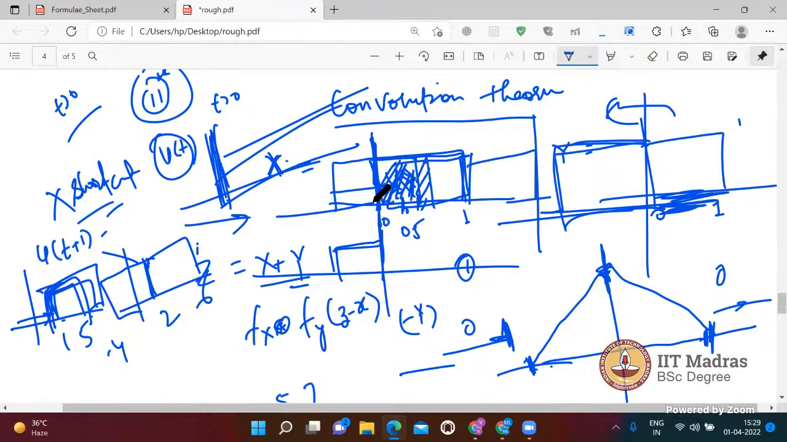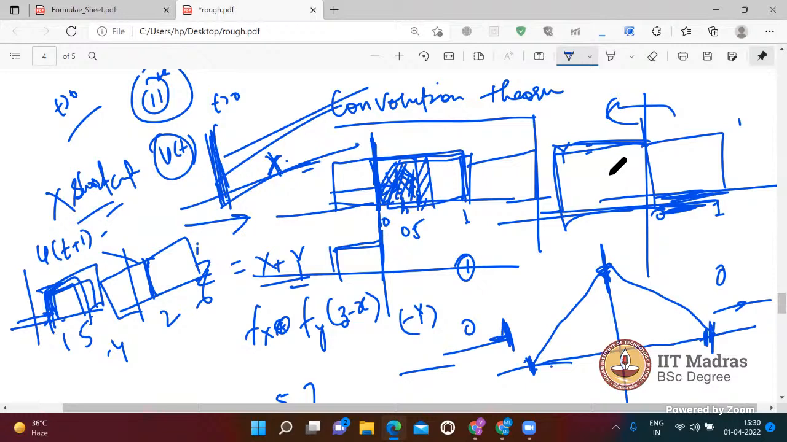So if you are having pulses in the rectangular form, both pulses being rectangular, but both pulses turned on at different points, then the result will be a trapezium. And if both pulses start at the same time and end at the same time, the result will be in the form of a triangular pulse.